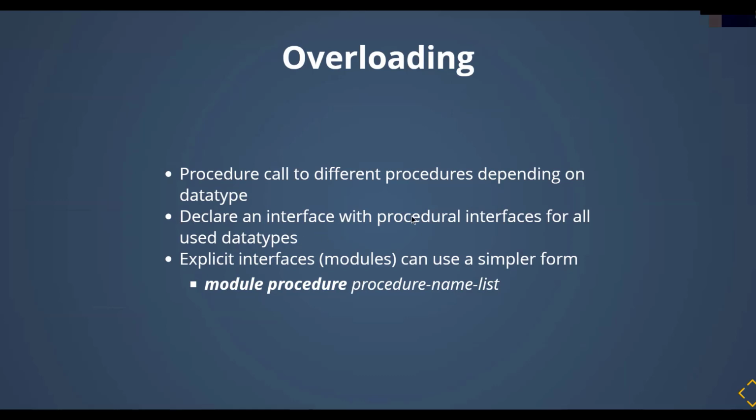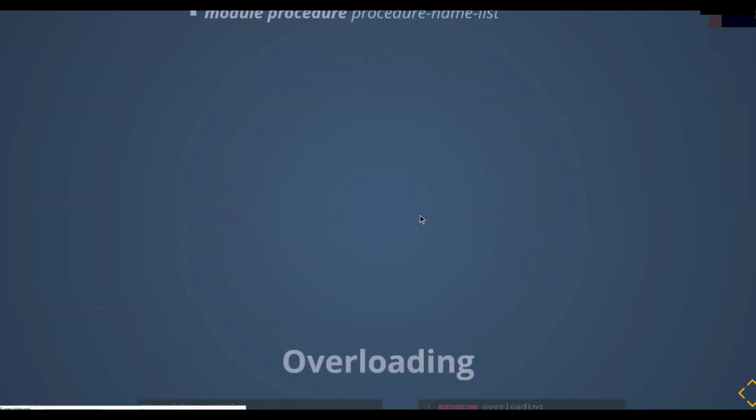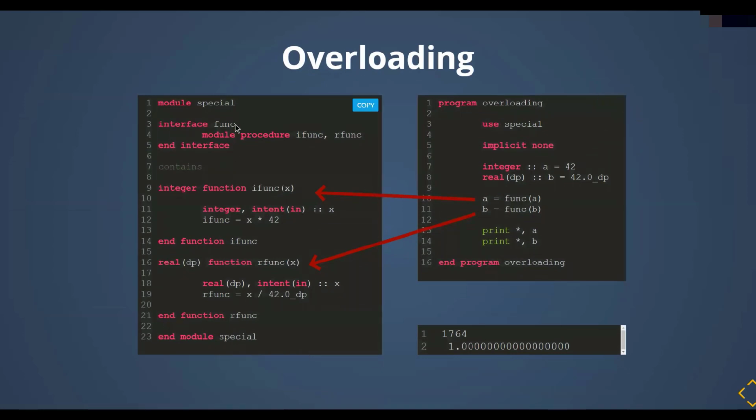And you have to declare an interface that defines these calls in Fortran. I think it's better to show an example. So I have a module here called special, and I want to create a function that you can use with both floating point and integer values. Of course, I can declare two functions, one called ifunc and one rfunc. Ifunc takes an integer, and rfunc takes a floating point as input and returns a floating point output. Those can, of course, be called separately if you want to. But if they do the same kind of function, you can combine them into a single function called func.